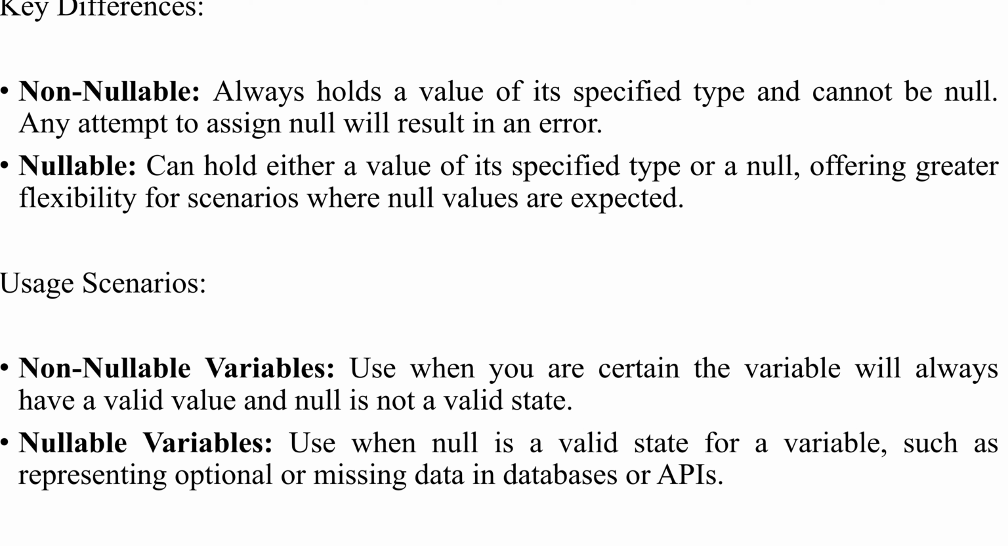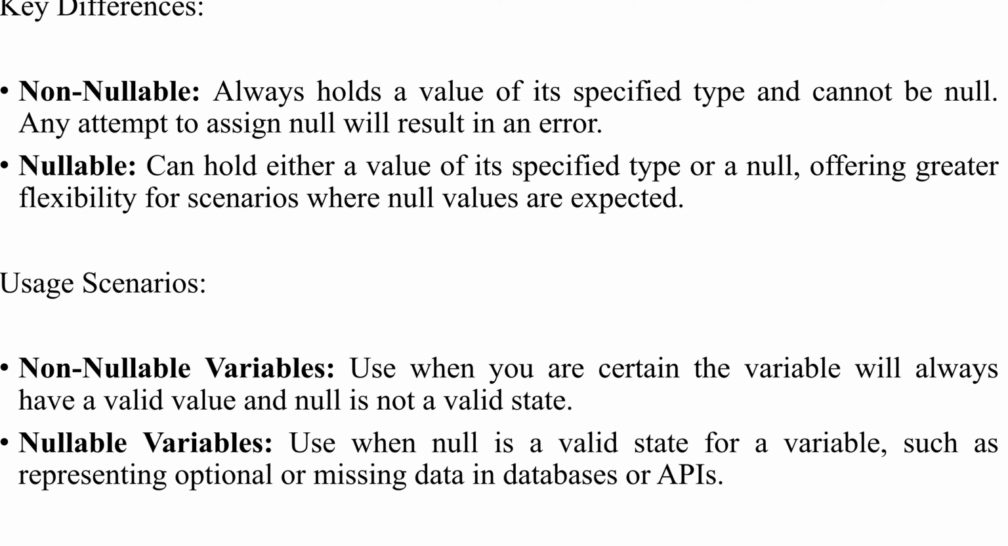So these are some key differences between nullable and non-nullable. The non-nullable always holds a value of its specified type and cannot be null. Any attempt to assign a null will result in an error. The nullable can hold either a value of its specified type or a null, offering greater flexibility for scenarios where null values are accepted. Usage scenarios: non-null variables you use when you are certain the variable will always have a valid value and null is not a valid state. Nullable variables you use when null is a valid state for a variable, such as representing optional or missing data in databases or APIs.